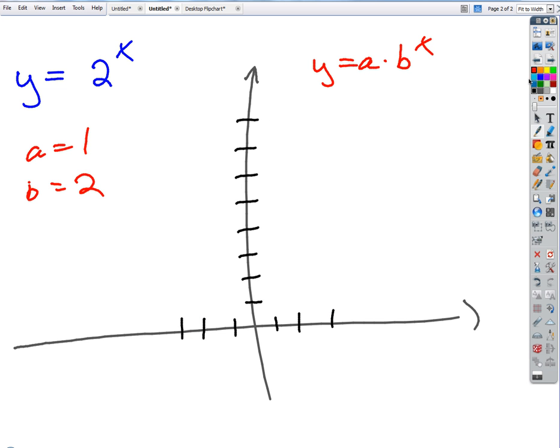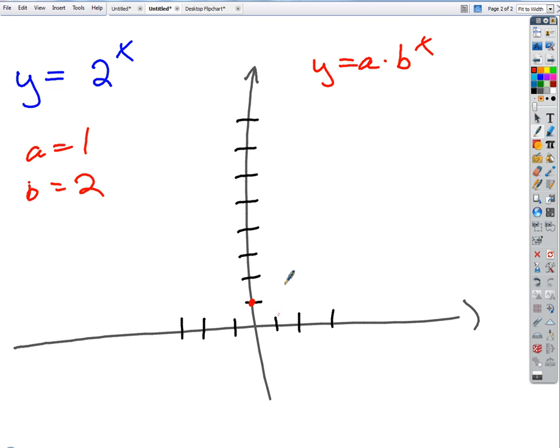If I were to sketch this, I know that it's going through the point (0, A), so it goes through the point (0, 1). b is 2, what does that mean? It's what I'm multiplying by every time I scoot to the right. b is the constant multiplier. So if I scoot to the right by 1, if I started at 1, what's my next value got to be? 1 times 2, right?